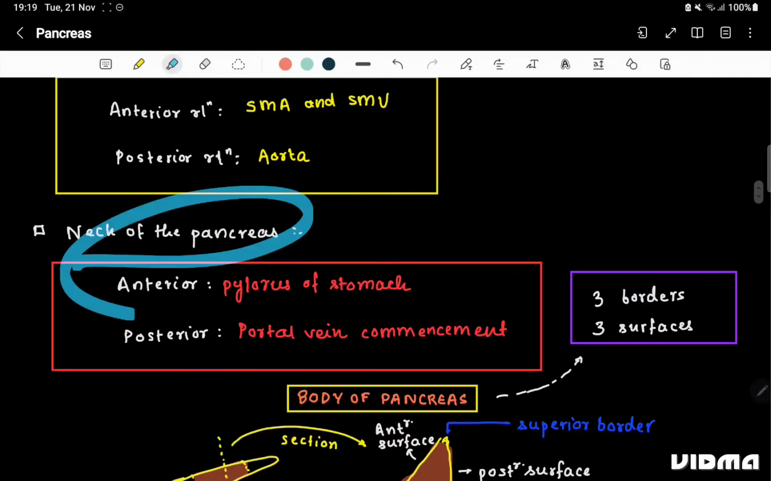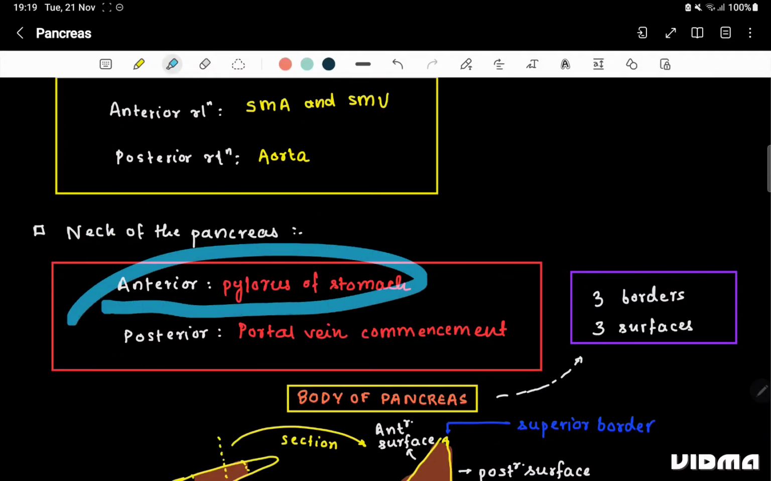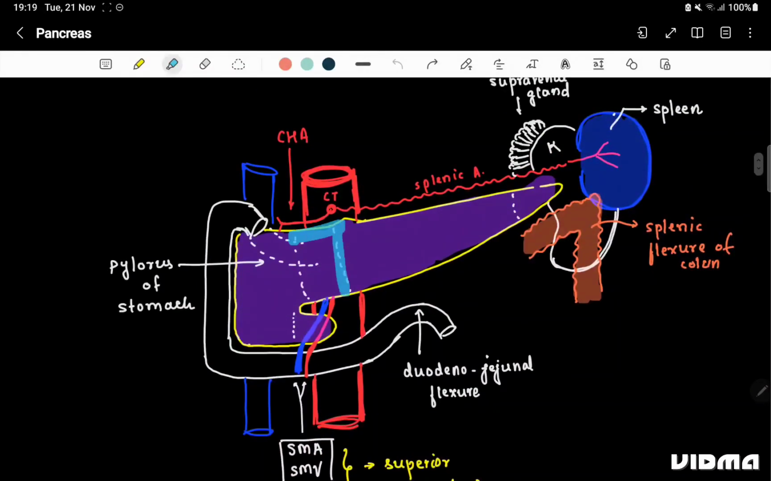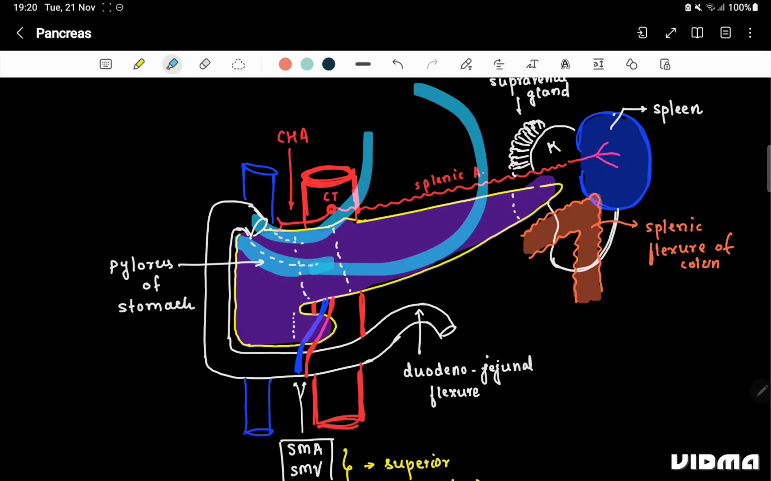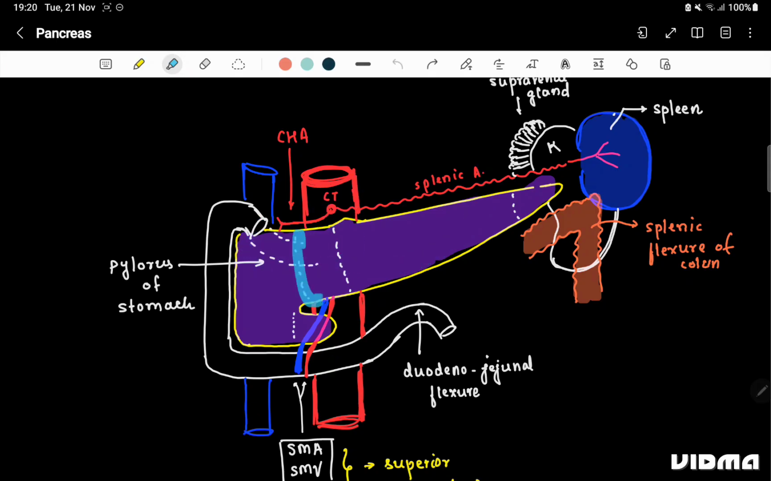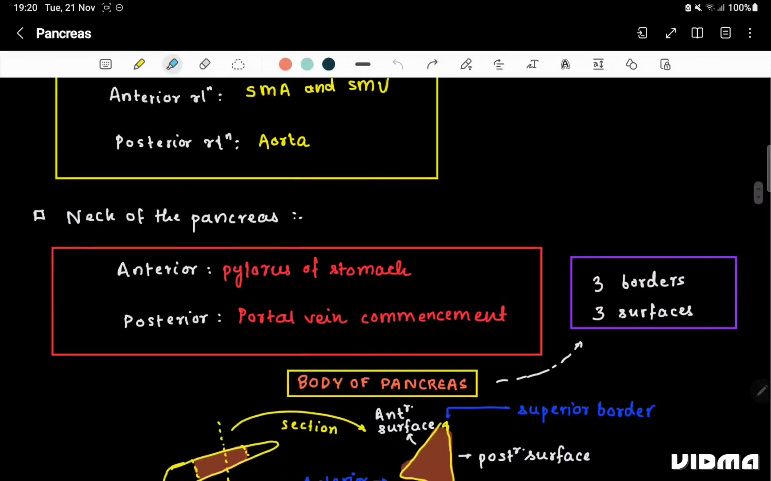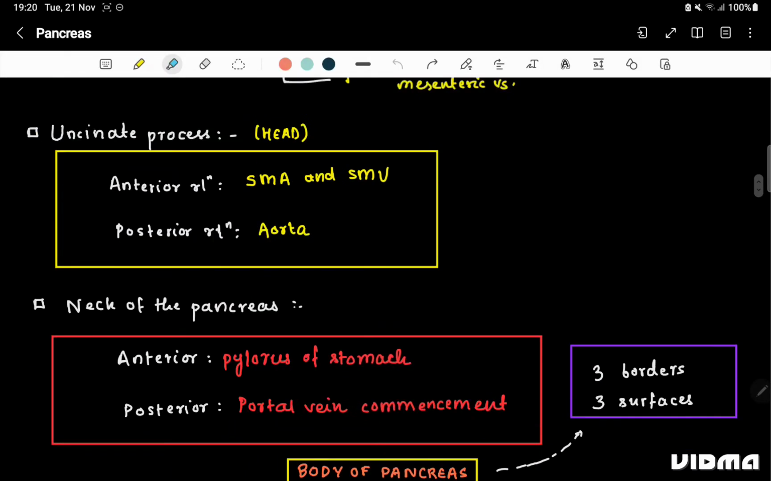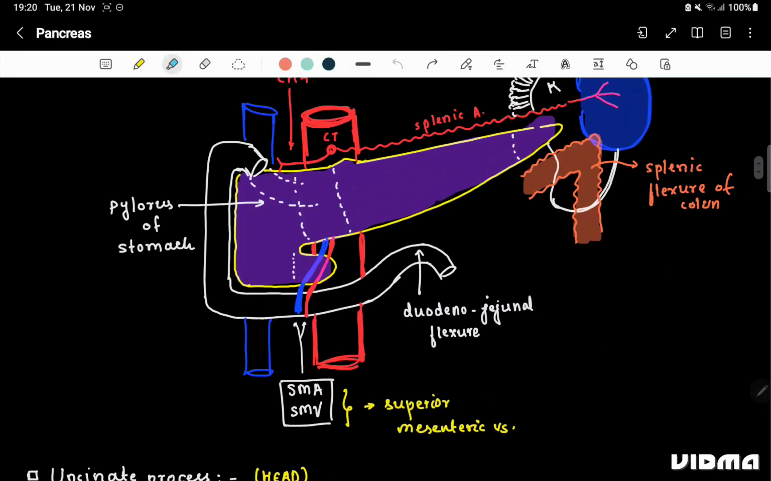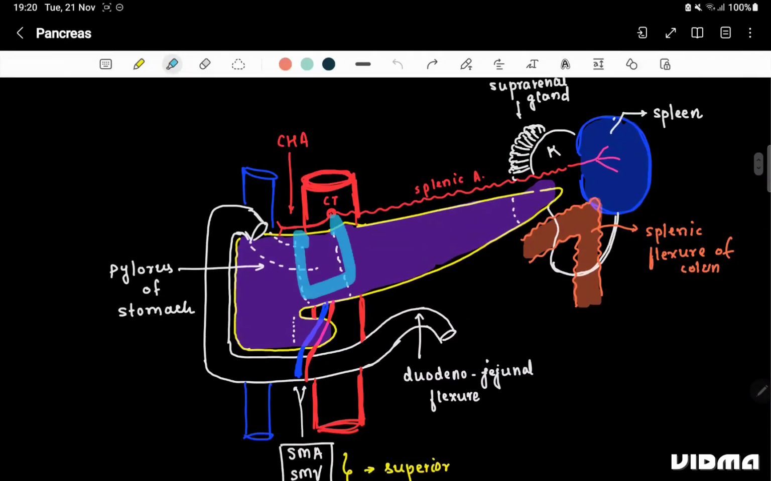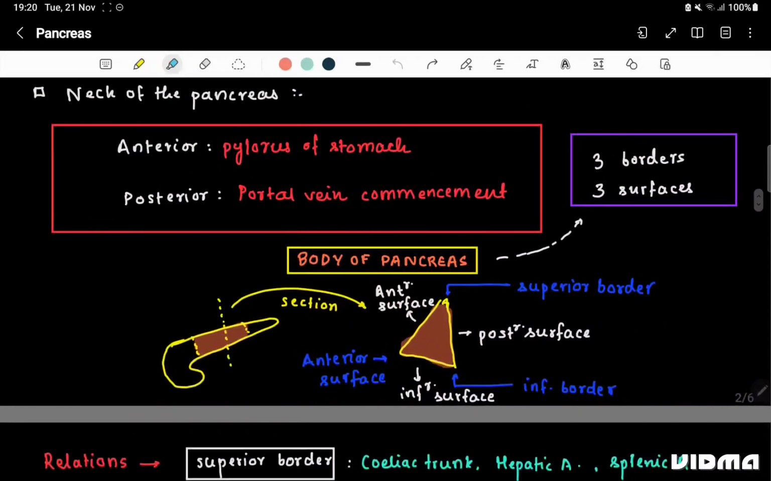Talking about the neck of the pancreas. What is the neck of the pancreas? Anterior relation is the pylorus of the stomach. Here is the neck part. The pylorus of the stomach must be lying somewhere like this. So anterior relation is the pylorus. This is the pylorus part. So anterior relation is the pylorus of the stomach, and the posterior relation is the portal vein commencement, which is not seen here. The commencement of the portal vein occurs in the neck region posteriorly.